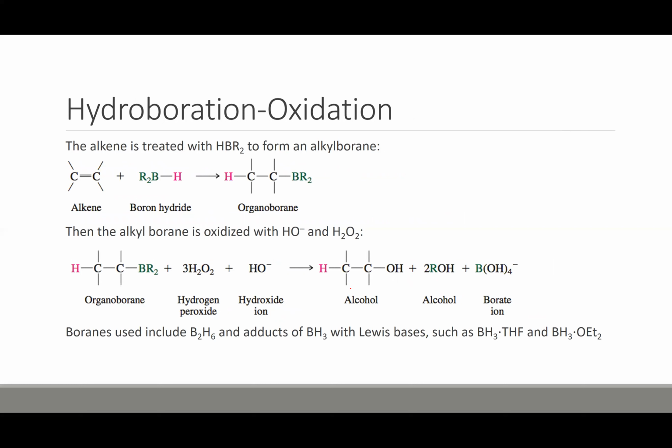Here's another example of that in full. Just again showing that you take a double bond and it's a two-step reaction. The first is adding boron hydride to form your H and BR2, your organoborane, and then an oxidation with hydrogen peroxide to form the final alcohol of interest.